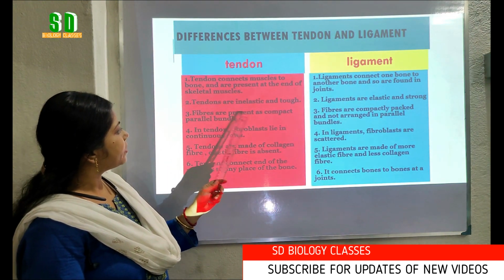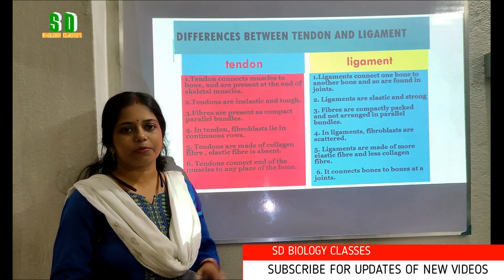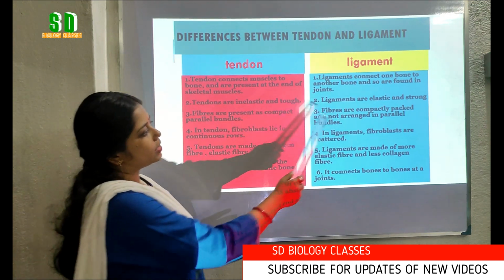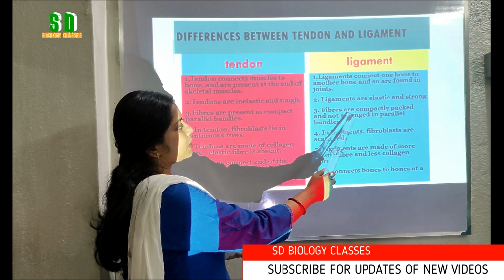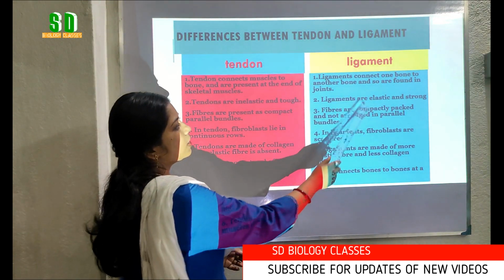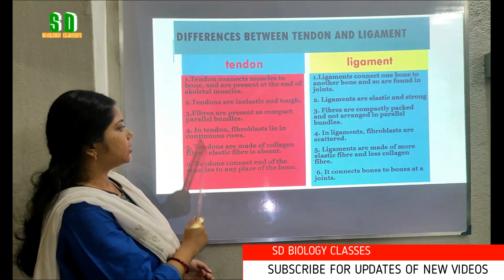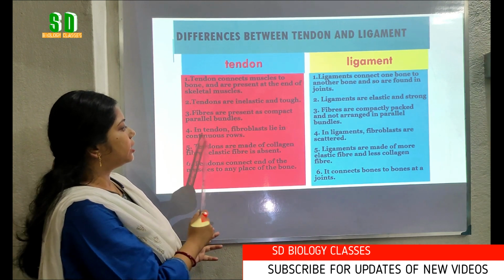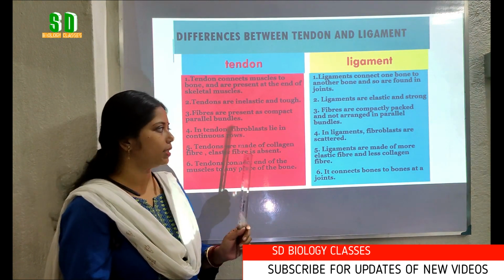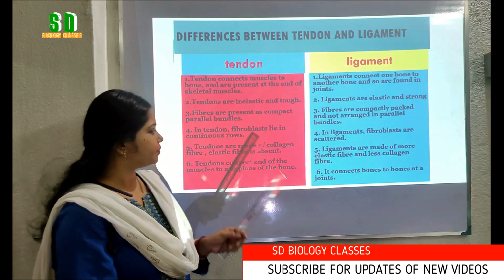In tendons, the fibers, that is collagen fibers, are present as compact parallel bundles. Whereas in case of ligaments, fibers are compactly packed and not arranged in parallel bundles. Remember, here the fibers are not arranged in parallel bundles. In tendons, fibroblasts lie in a continuous row. There is a continuous line of the fibroblasts or the fiber producing cells. In case of ligaments, the fibroblasts are scattered in the matrix.